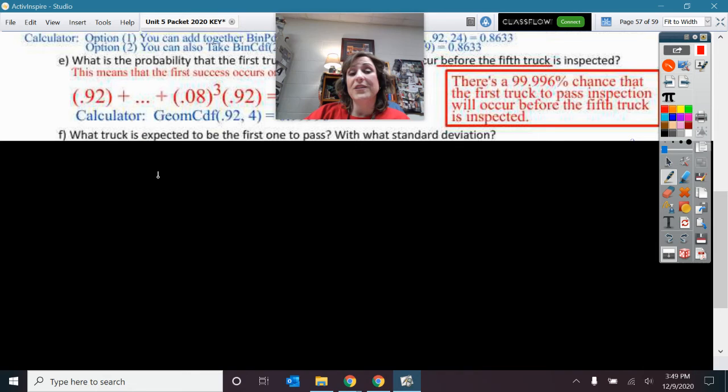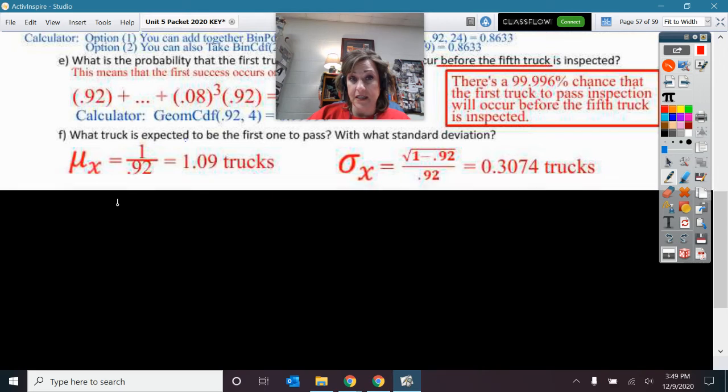All right. So what's the expected truck to be the first one to pass, and with what standard deviation? So I want to go until I get one to pass. That is the geometric expected. So that's the 1 over P. So you would look on your formula chart at that geometric mean and that geometric standard deviation. And I knew it was the geometric because I'm going until I get the first one. If you're going until you get that first one, that's geometric.